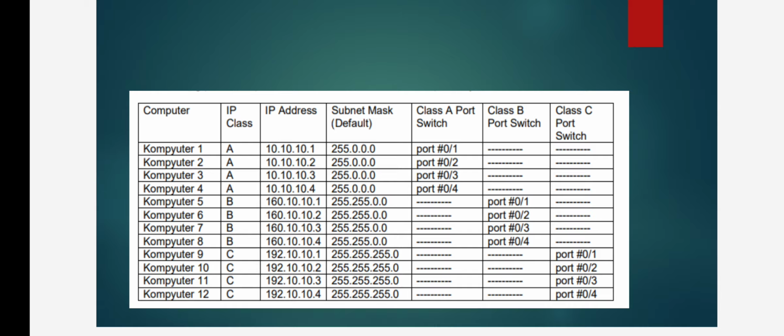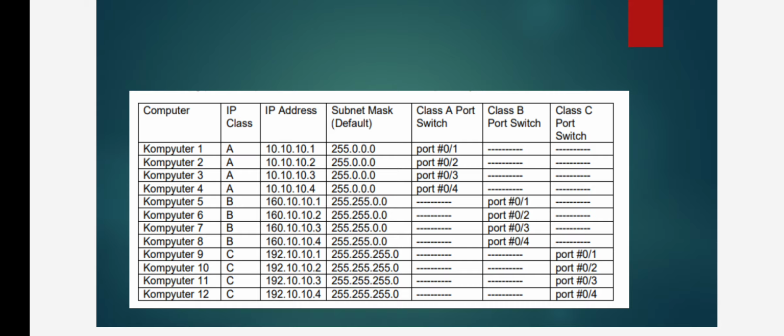In class B, in computers 5 to 8, we have the network part of 160.10 and the host part .0.0. And the default subnet mask of class B is 255.255.0.0.